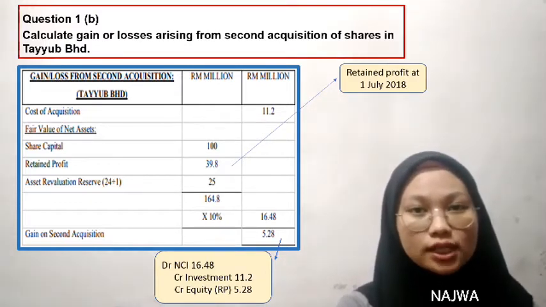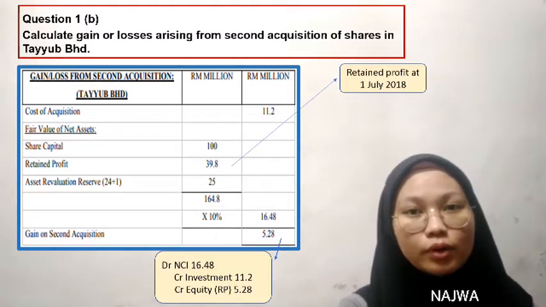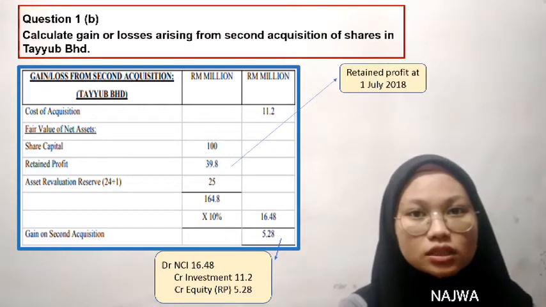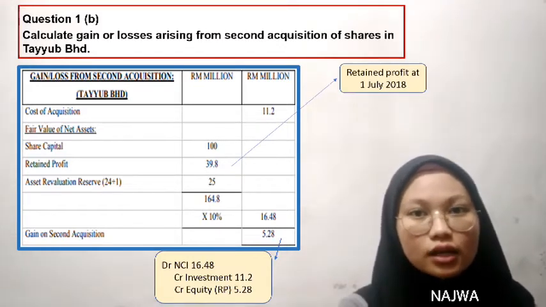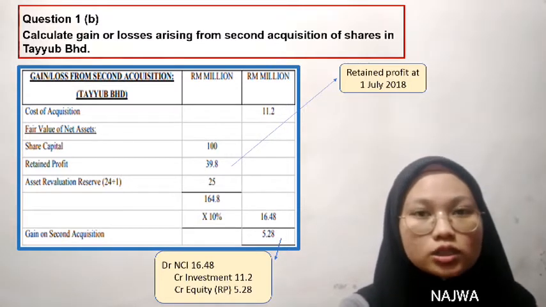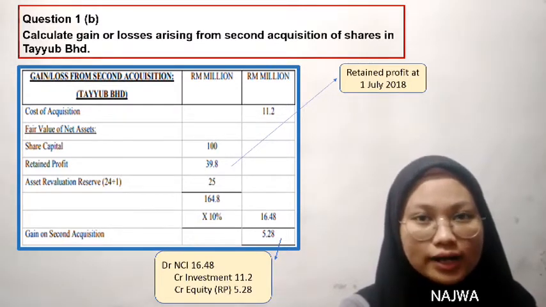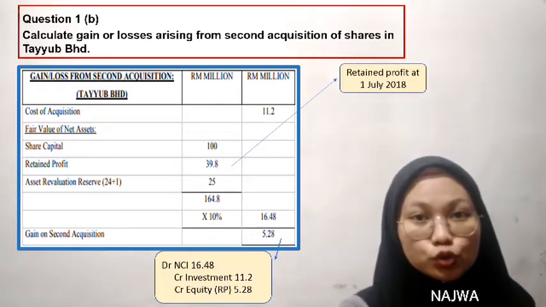Cost of acquisition 11.2, fair value of net asset, share capital 100, plus retained profit 39.8, ARR 25, the total 164.8. Increase in shareholding of 10%, so 16.48. The cost of investment 11.2 minus 16.48, so there will be a gain on second acquisition of 5.28.